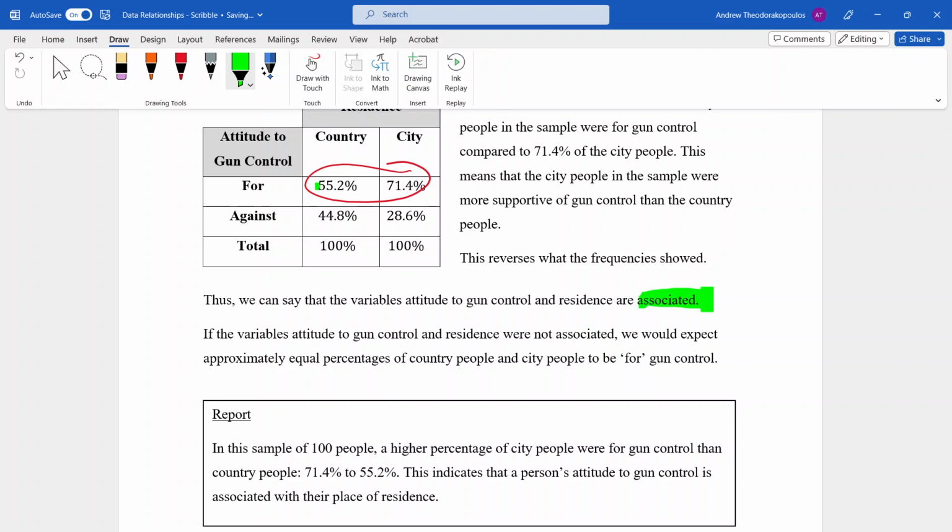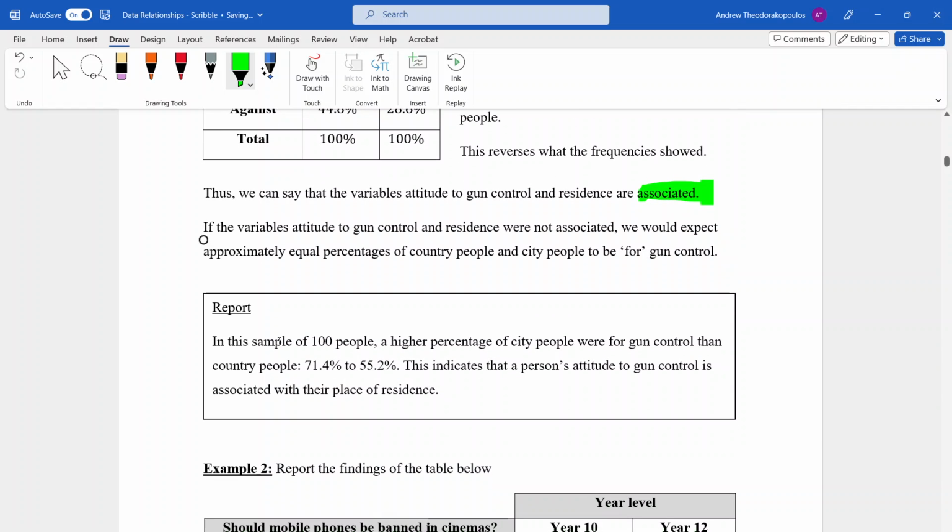Should highlight that one. So to write the report, we say in this sample of 100 people, a higher percentage of city people were for gun control than country people, 71.4 compared to 55.2. This indicates that a person's attitude to gun control is associated with their place of residence.